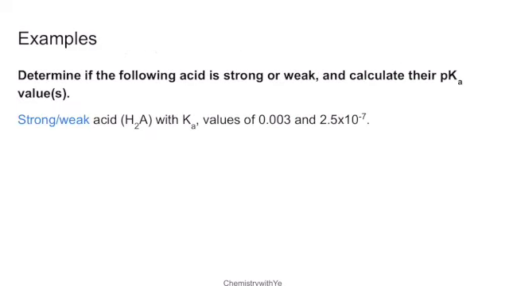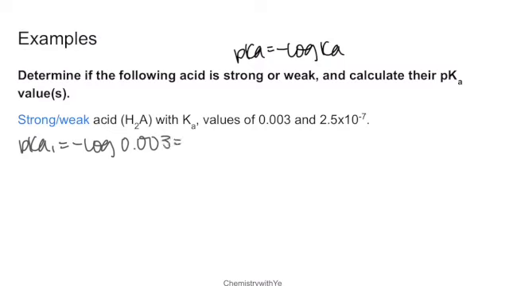So in the next example, we're going to determine if the following acid is strong or weak and calculate their pKa value. So this arbitrary acid has Ka values of 0.003 and 2.5 times 10 to the negative 7. So remembering the pKa equation is the negative log of Ka. We don't need to rearrange the equation or anything like that because the Ka values are given and we're looking for the pKa. So the pKa1 will be negative log 0.003, which is 2.5.